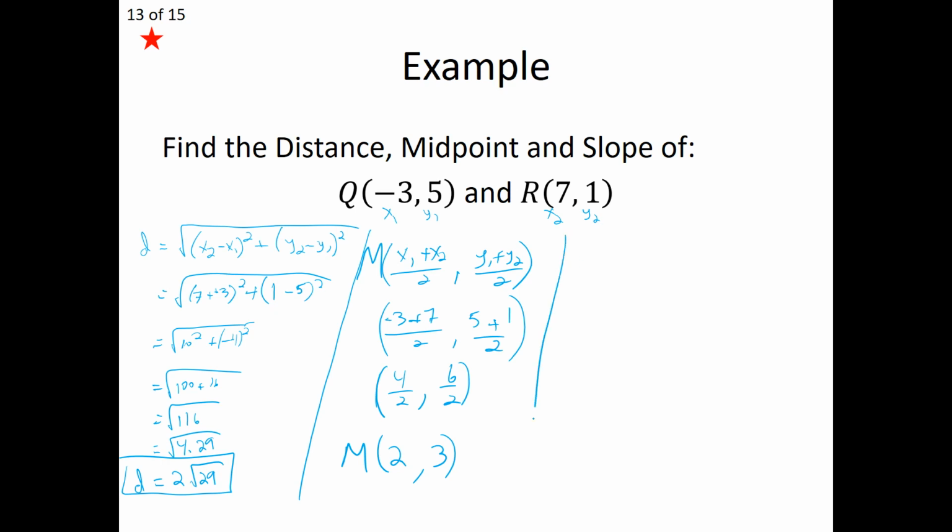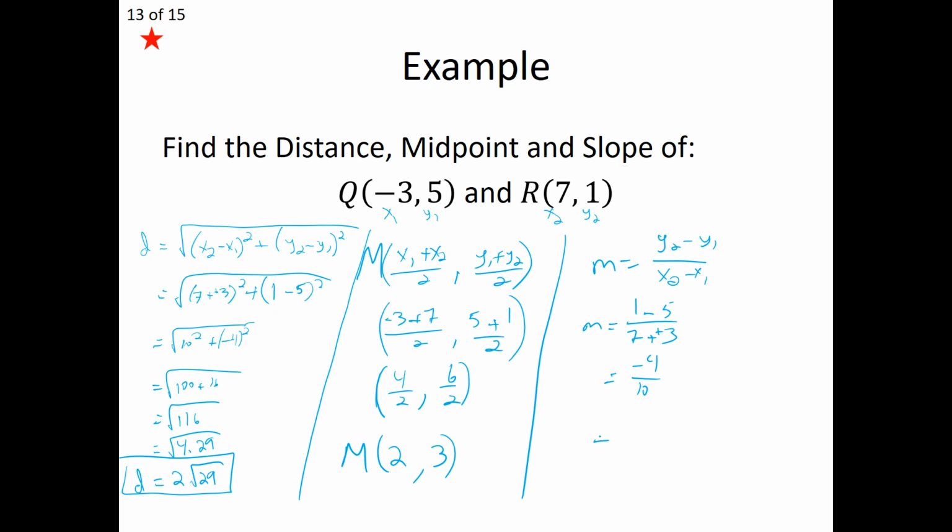And then last but not least, we can calculate the slope of this line by doing the change in our y's over the change in our x's. So one last time, let's plug in our values. y sub 2 is 1 minus y sub 1, which is 5, and then we have x sub 2 is 7 minus our x sub 1, which is -3. So subtracting that negative, be careful there. We simplify the numerator: 1 minus 5 is -4. We simplify the denominator: 7 minus the -3 is adding a positive, so it's going to be 10.